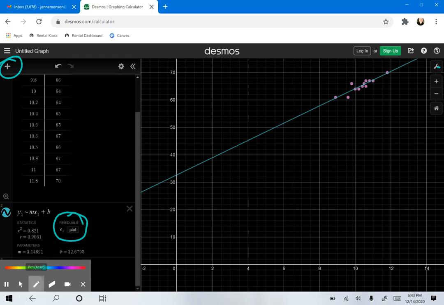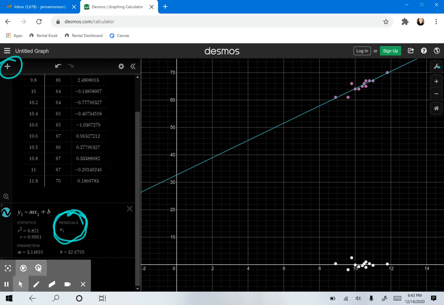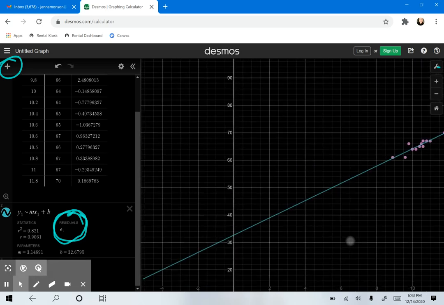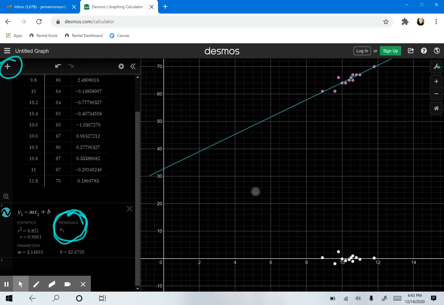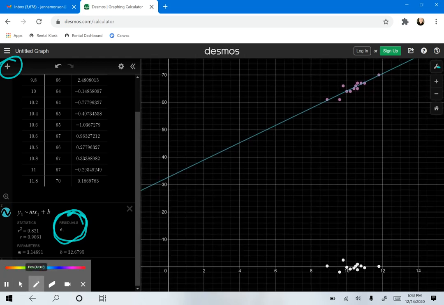Okay, let's go back down to this little equation thing. See the thing that says residual, and then there's a button that says plot underneath it? You're going to click on that plot button, okay? And you'll notice that a bunch of dots just showed up down here, okay?